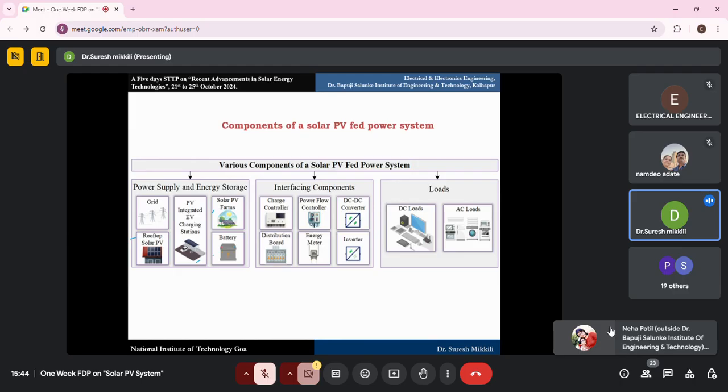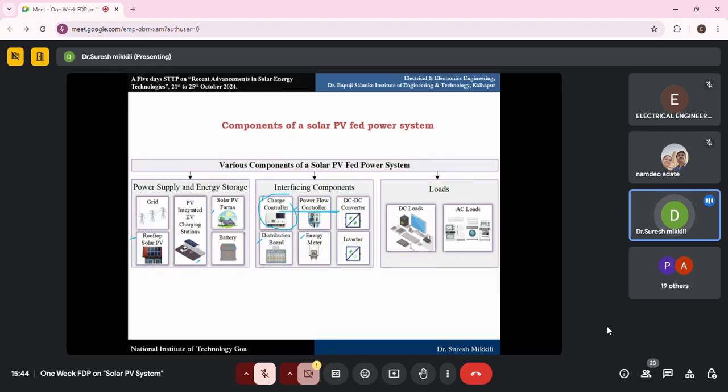Now, what are the interfacing elements? We have different interfacing elements: a charge controller, distribution box, power flow controller, energy meter, DC-DC converter, and inverter circuits. So what is the charge controller? What is the purpose of the charge controller? The first one is that the charge controller will regulate the movement of DC power from the PV panels to either.